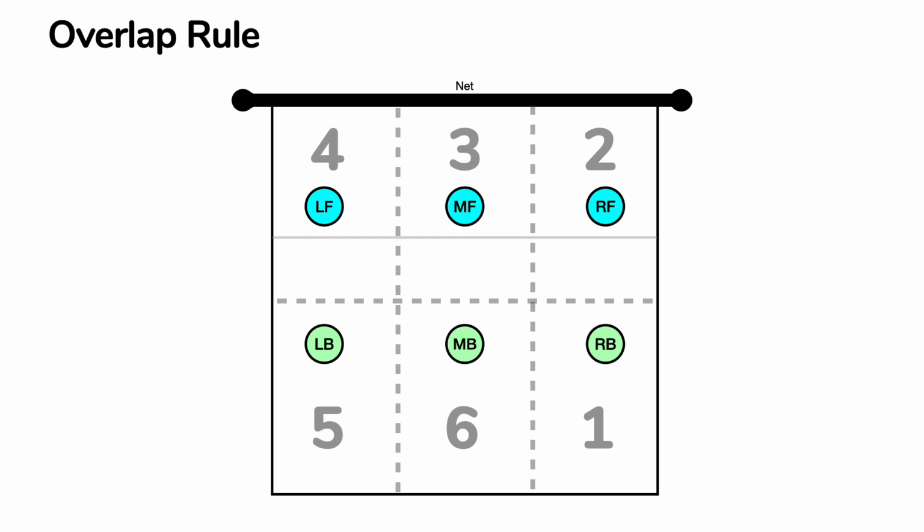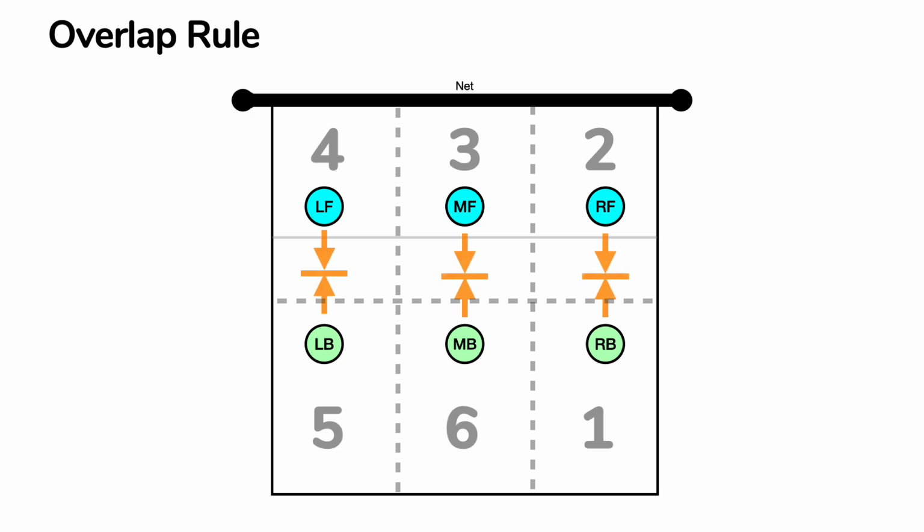First, let's talk about the overlap rule. If you've already seen this from one of the other videos, you can skip ahead to the next chapter. But the overlap rule applies before the ball's been served by our team or by the other team. So once the server contacts the ball, we're free to switch positions and go wherever we like. We're going to use this a lot later when we talk about our positioning in the 6-3 offense.